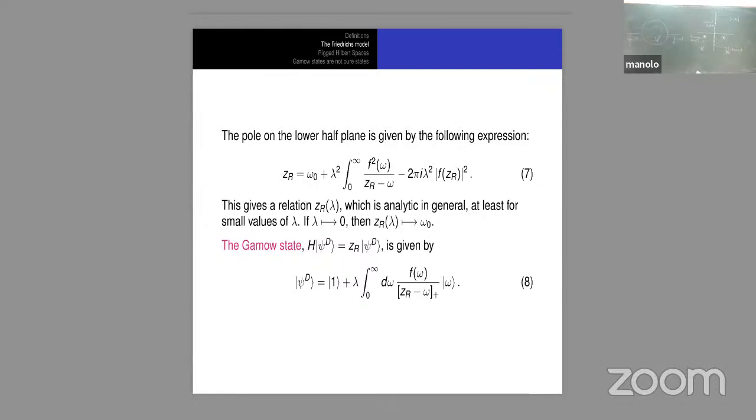Then, what is the Gamow state? The Gamow state is the part of the decaying state which decays exponentially. And here it is very simple, and it is in general defined as eigenvectors of the total Hamiltonian with complex eigenvalues which coincide with the resonance poles. Be careful about what I have said, because usually self-adjoint operators in Hilbert space do not have complex eigenvalues.